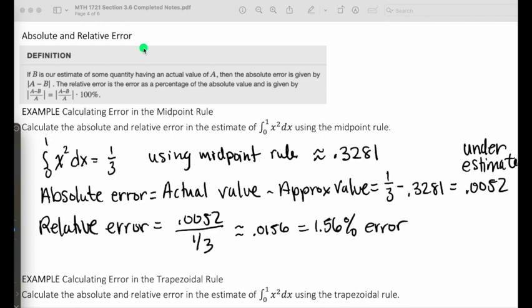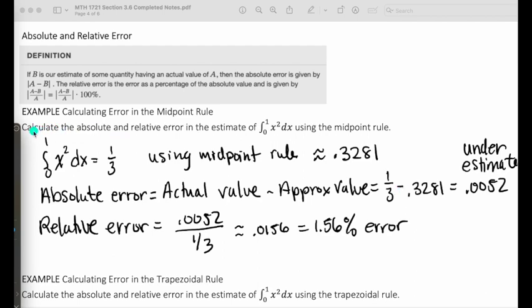So now we're going to talk about absolute and relative error, and we're going to use these methods to compare the actual value of the integral to our approximation using the midpoint or the trapezoidal rule. To find the absolute error, you're just going to take the actual value and subtract the approximate value. In the rule here, it shows absolute values. However, I personally like seeing the pluses and minuses and doing it without the absolute value, because then that will help us understand if it's an over or underestimate.